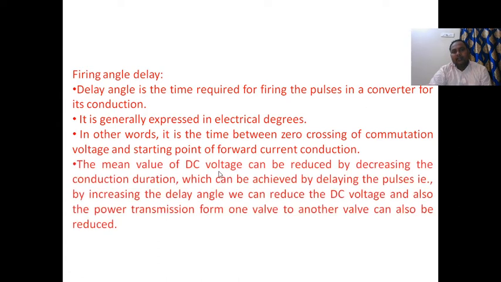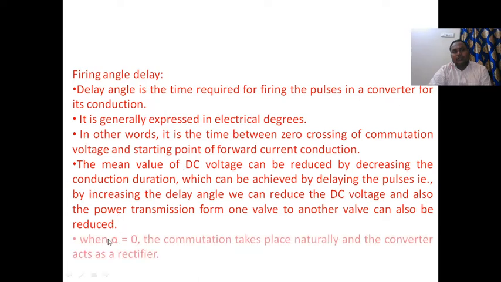The mean value of DC voltage can be reduced by decreasing the conduction duration, which can be achieved by delaying the pulses. By increasing the delay angle, we can reduce the DC voltage, and the power transmission from one valve to another can also be reduced. When alpha is equal to 0, the commutation takes place naturally and the converter acts as a rectifier.